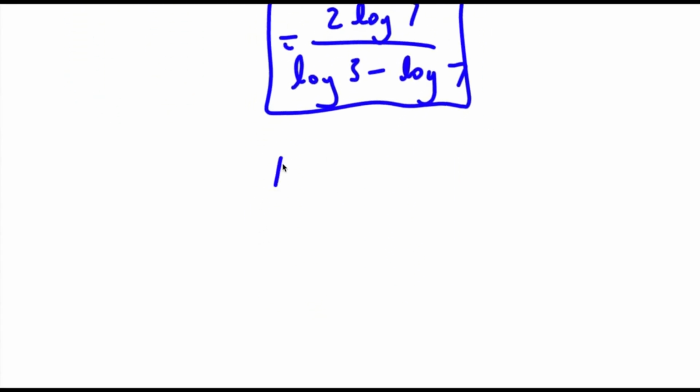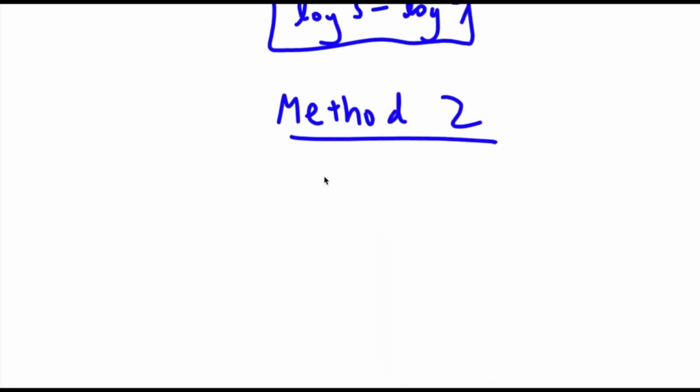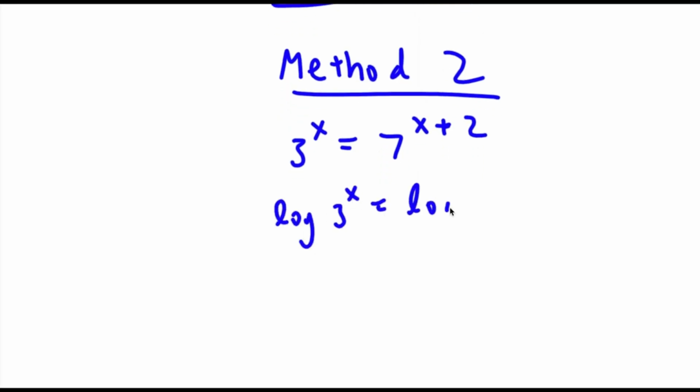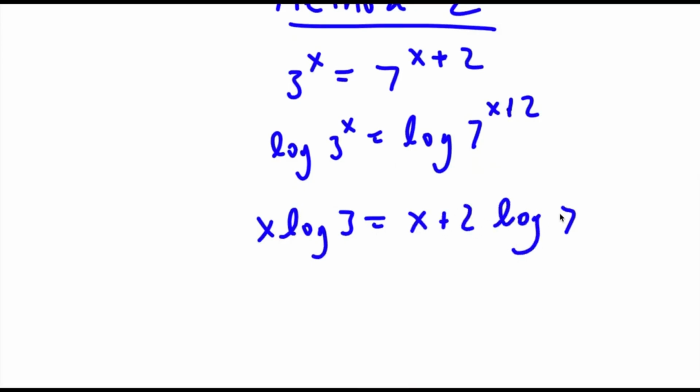Now for method 2 of solving this problem. So I have 3 to the power of x is equal to 7 to the power of x plus 2 as my original equation. Now I can take the log on both sides. And now I would have x times log 3 is equal to x plus 2 times log 7.